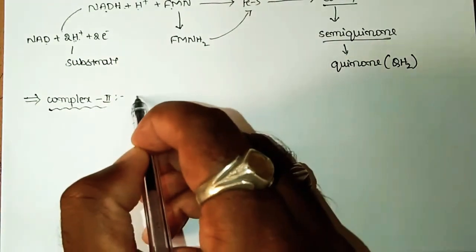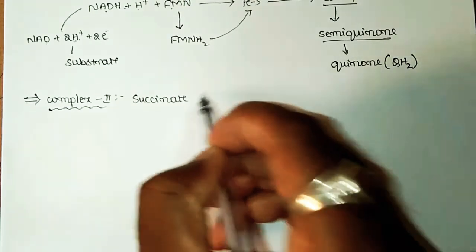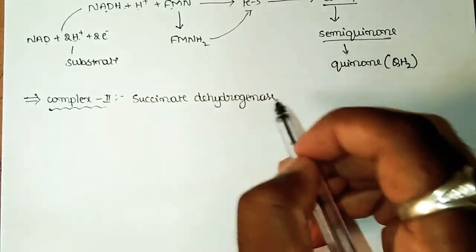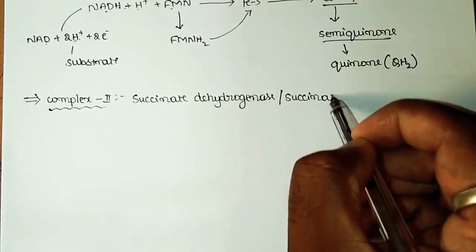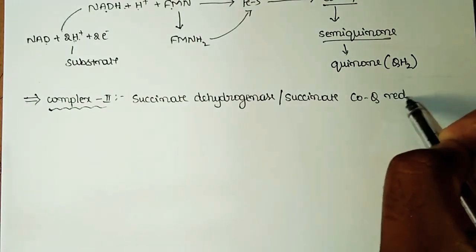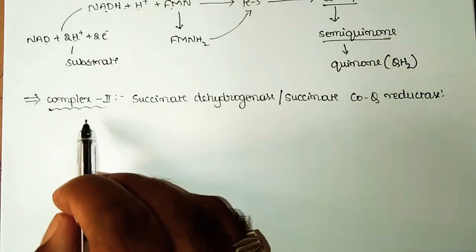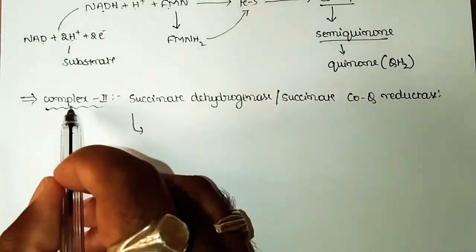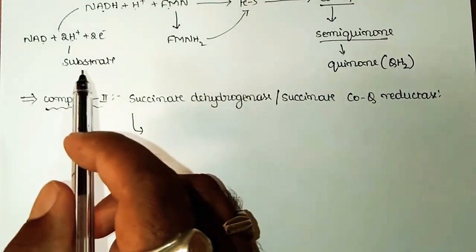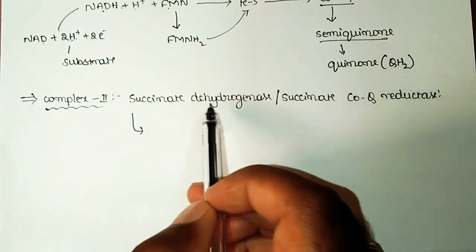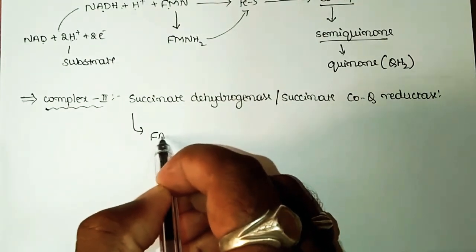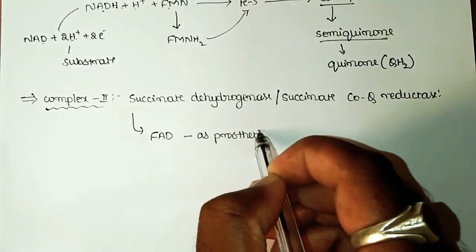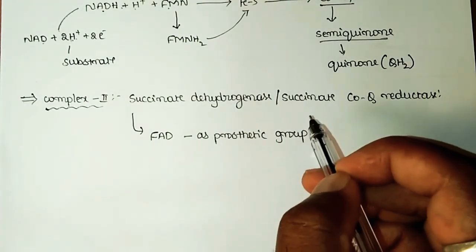Complex 2 is also called succinate dehydrogenase, and the complex 2 is also called succinate coenzyme Q reductase. These are the names that we can give for complex 2. And now we shall see which is the prosthetic group present in succinate dehydrogenase, that is in complex 2. We said in case of complex 1, FMN is present as the prosthetic group, and in the second complex, that is succinate dehydrogenase, the prosthetic group present is FAD, that is flavin adenine dinucleotide.